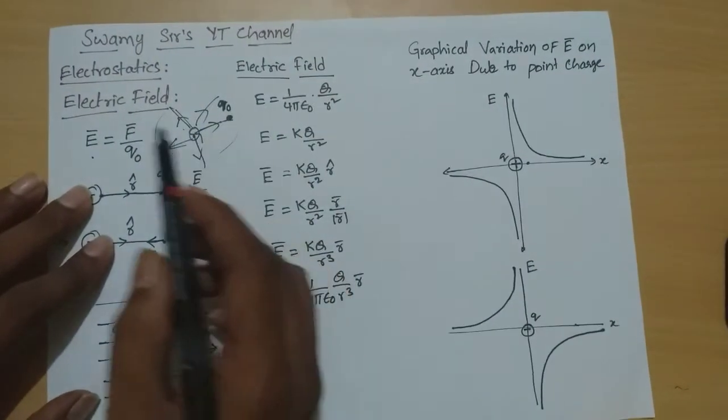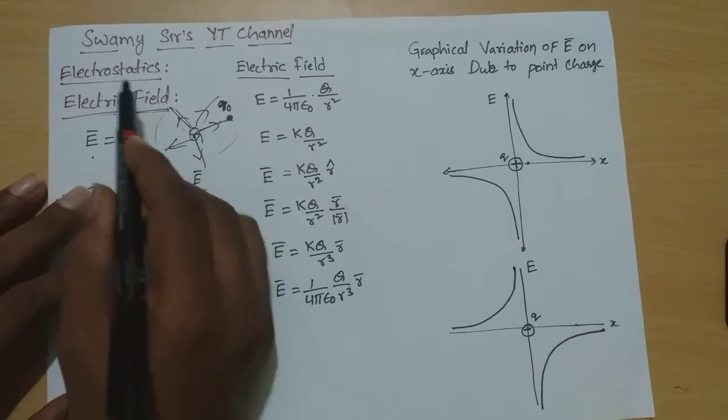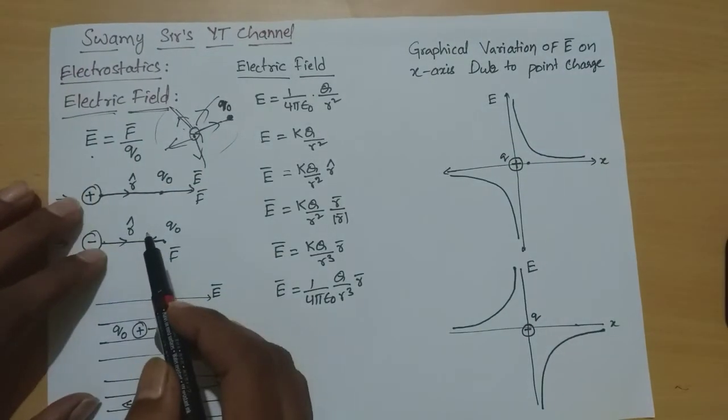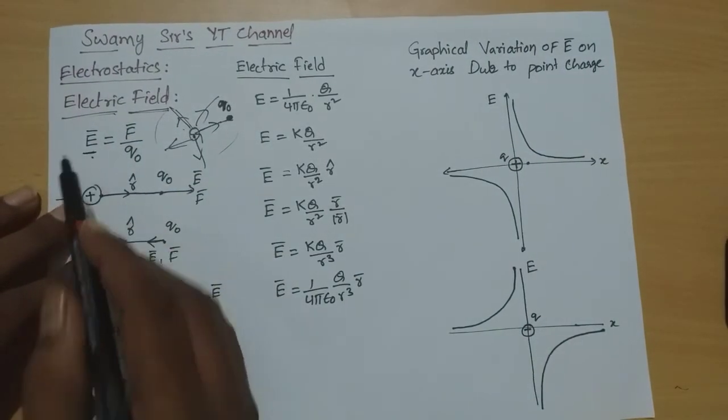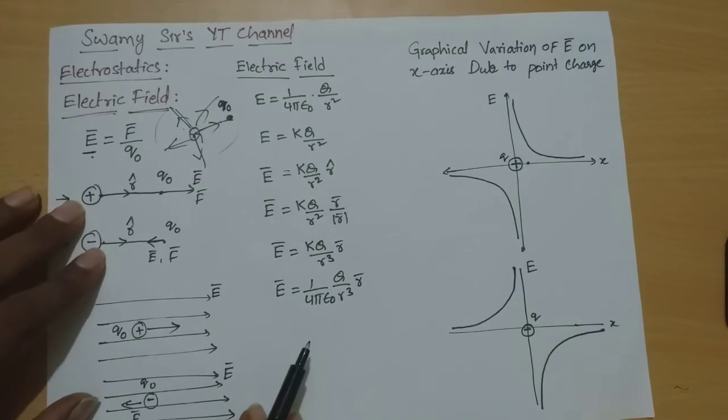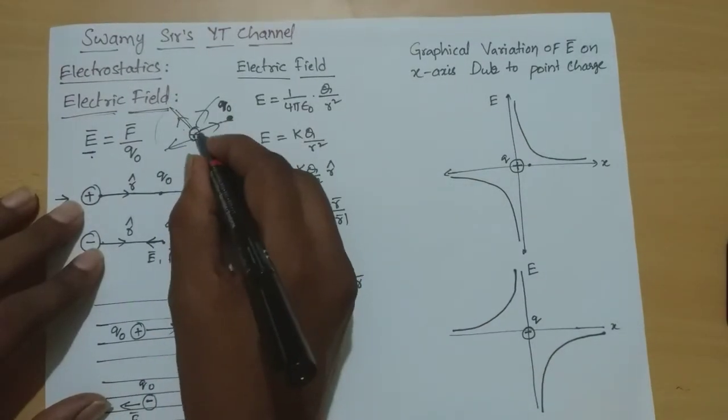Today we are going to discuss the electric field topic in electrostatics. So first, the definition of the electric field. The definition of the electric field is the space around a charge in which its influence can be felt by any other charged particle. That means this is the charge now.